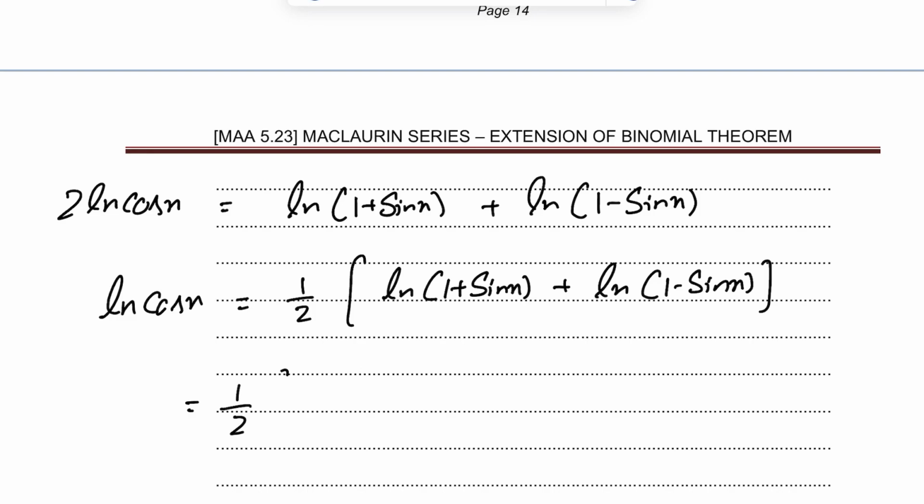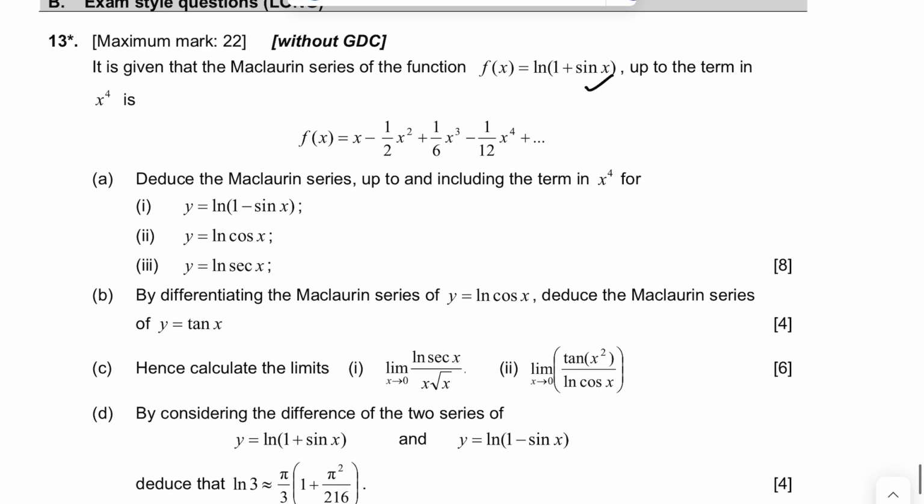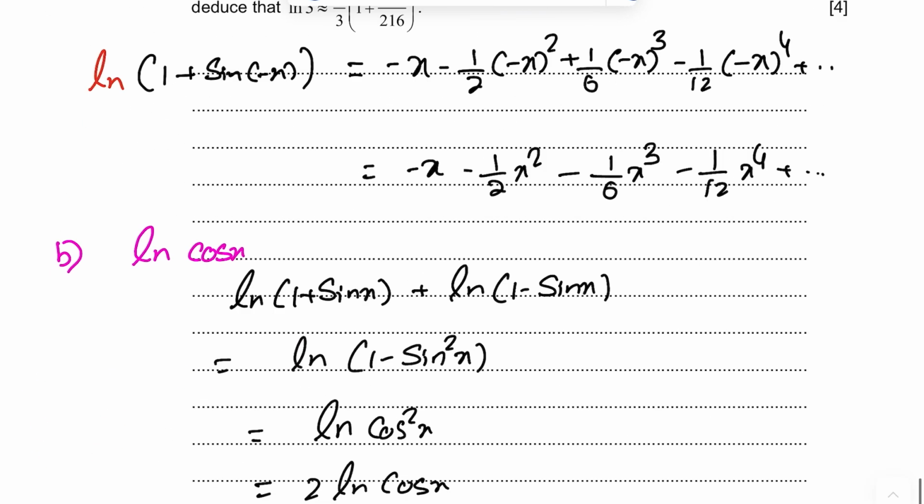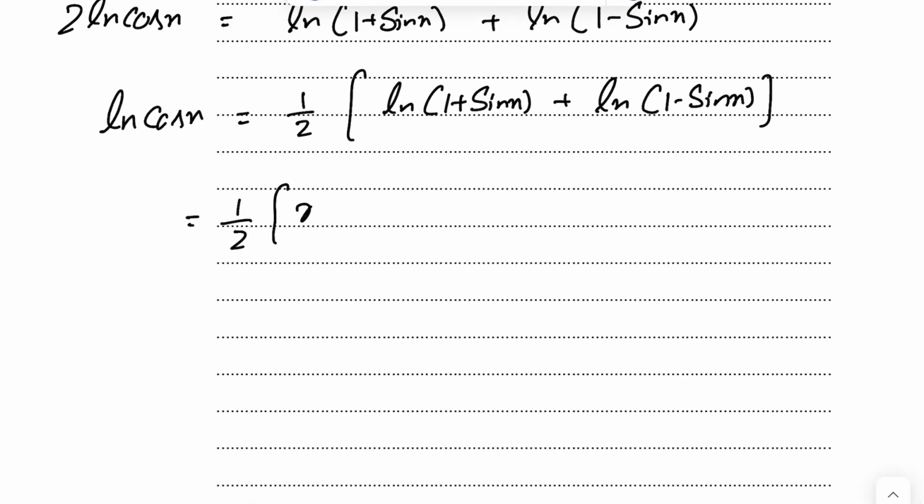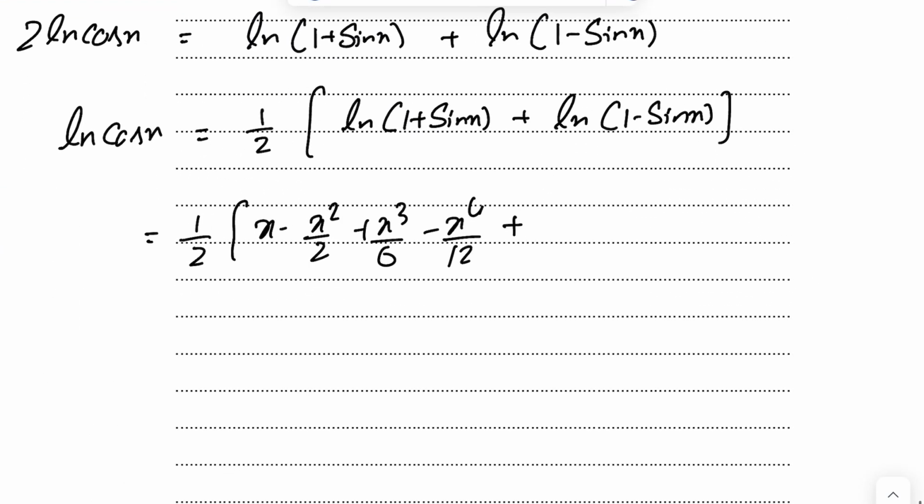So 1 upon 2 times ln of (1 plus sin x). What's the value of ln(1 plus sin x)? It is x minus x square upon 2 plus x cube upon 6 minus x power 4 upon 12, plus ln(1 minus sin x). Ln(1 minus sin x), just now we found it as negative x, negative 1 upon 2 x square, negative 1 upon 6 x cube, negative 1 upon 12 x power 4 and so on. What can happen now?